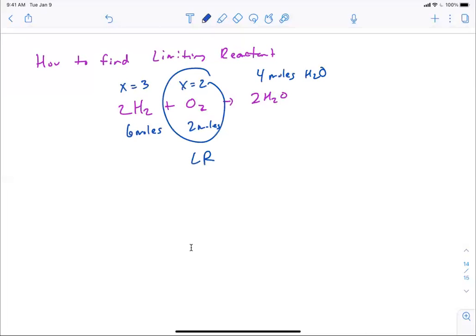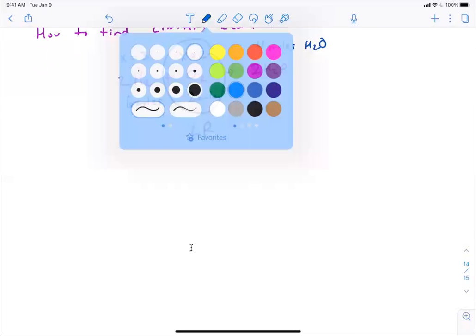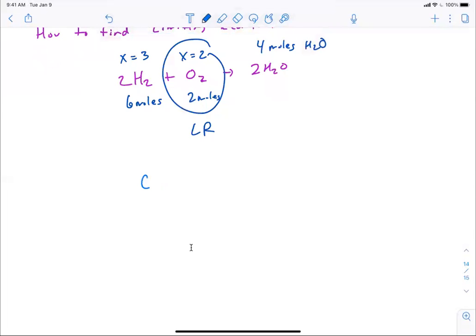So if I take the moles of each reactant and divide by the coefficient, whichever number is smaller, that's my limiting reactant. So you could have something like C4H10 plus O2 yields CO2 plus H2O. And I'm going to have to double this. So 10 to 8, 16, that's 13.